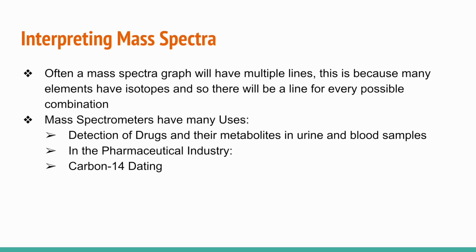So when you look at a mass spectrograph, they will often have multiple lines. This is because many elements do have isotopes, and so there'll be a line for every possible combination. Chlorine, for example, should have 3 lines because there's a Cl-35 isotope and a Cl-37 isotope. So therefore the combinations are 2 Cl-35 ions with a mass-to-charge ratio of 70, equally a Cl-35 and a Cl-37 isotope with a mass-to-charge ratio of 72, and a Cl-37 and a Cl-37 isotope with a mass-to-charge ratio of 74. There would also most likely be additional peaks at 35 and 37 for individual isotopes not in a molecular form.